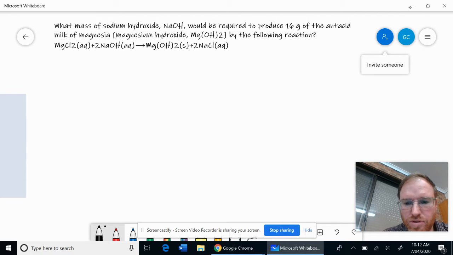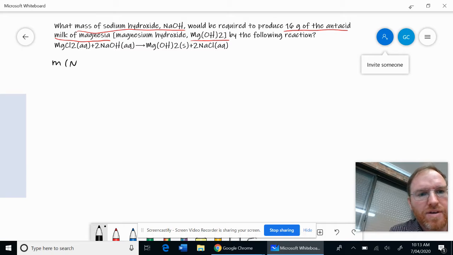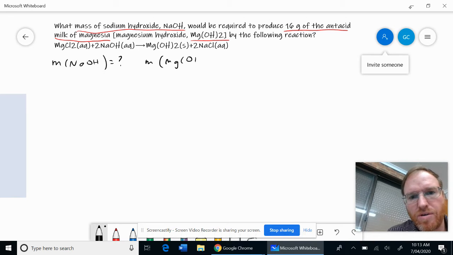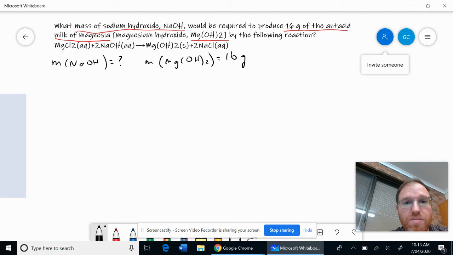Now, often it's helpful to just work out what we have been given. What have we been given in the question? 16 grams of the antacid milk of magnesia, which is Mg(OH)2. And what are we trying to find out? The mass of sodium hydroxide. I often write that down: mass of NaOH is question mark, and the mass of Mg(OH)2 is 16 grams. You don't have to do that if it's clear in the question, but it can help you not to get confused later on.